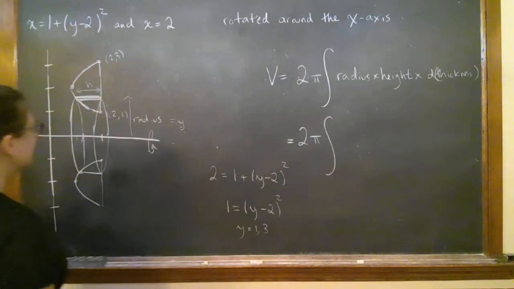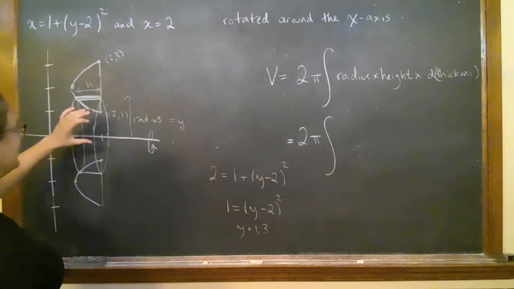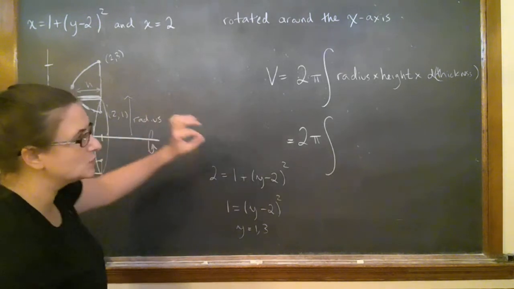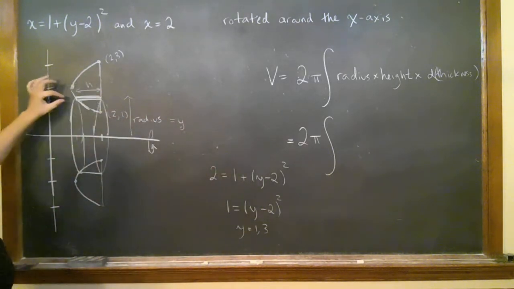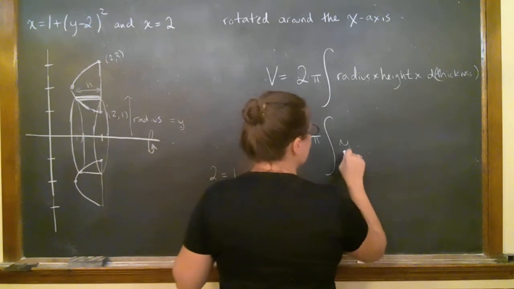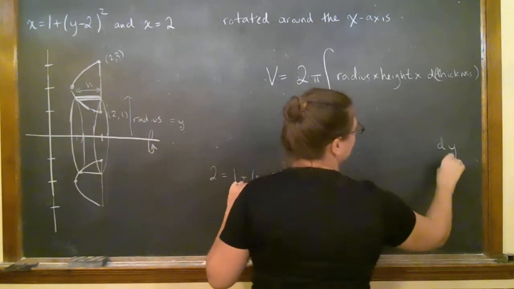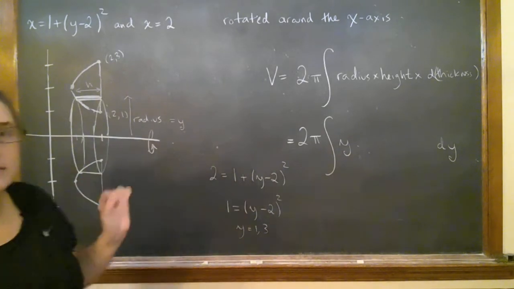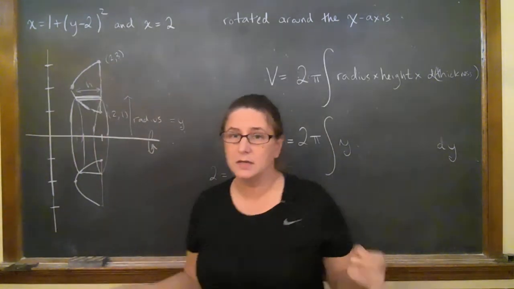So the radius, as we said, was y. That means that our d thickness is going to be y. We're going to be integrating with respect to y. So this is y, and this is dy. Now, so far so good, right? Now, what about the height?